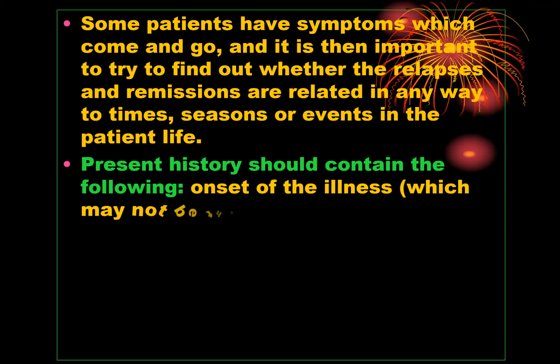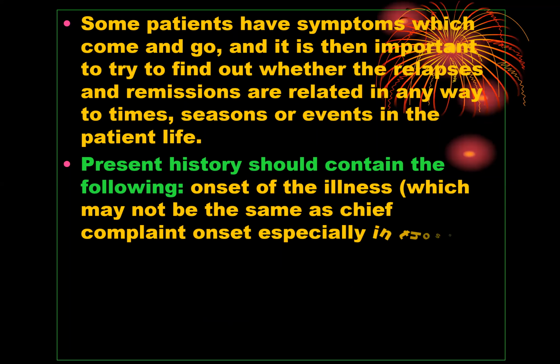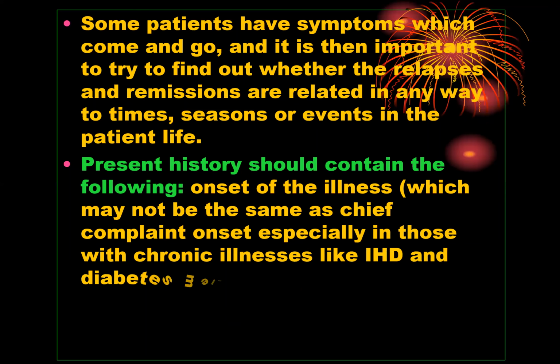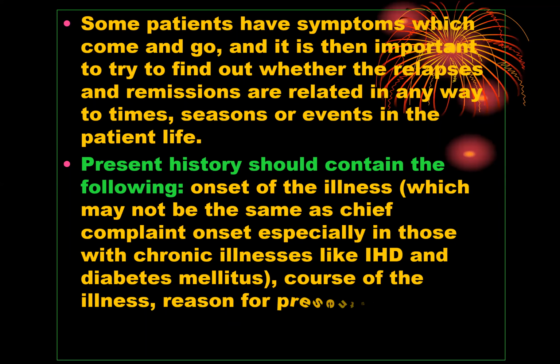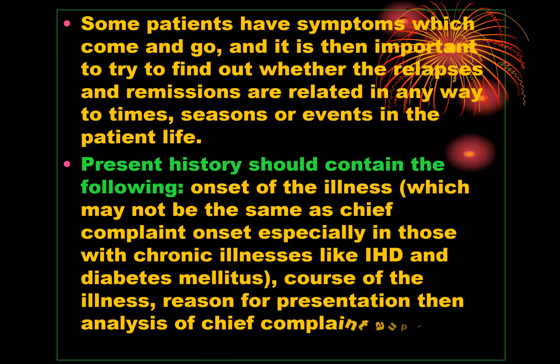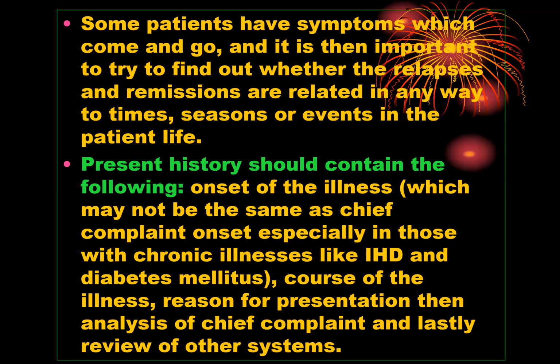Present history should contain the following: onset of the illness, which may not be the same as chief complaint onset, especially in those with chronic illnesses like ischemic heart disease and diabetes. Course of the illness, reason for presentation, then analysis of chief complaint, and lastly, review of other systems.